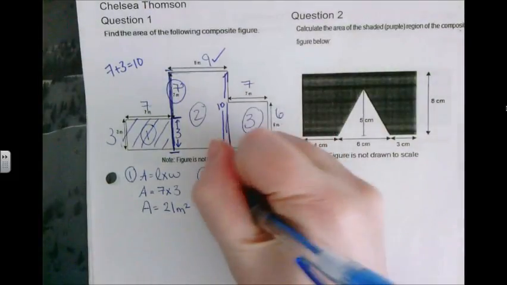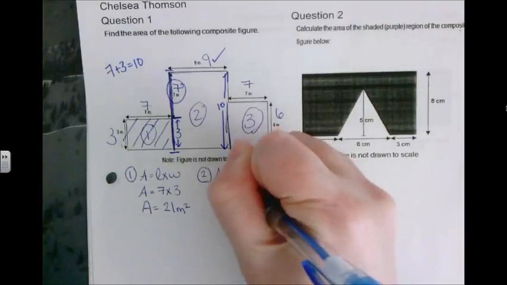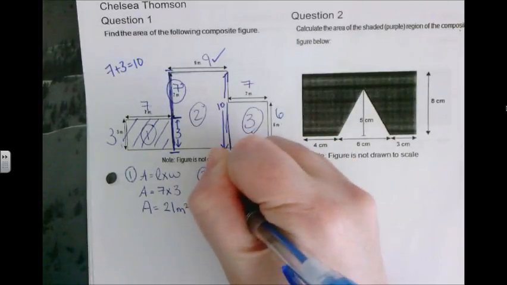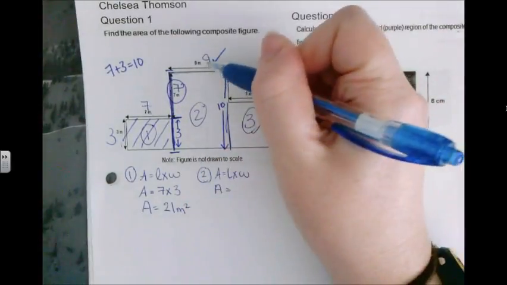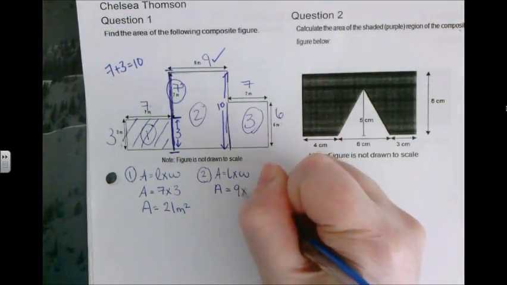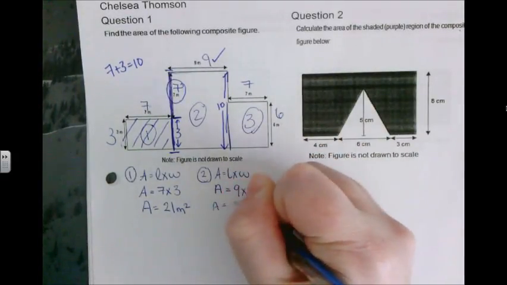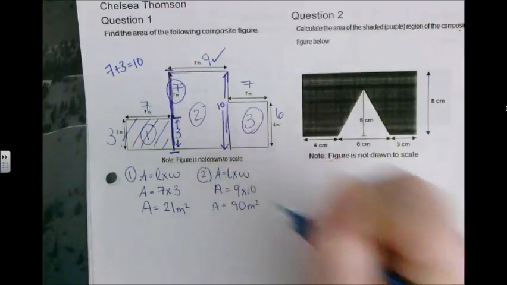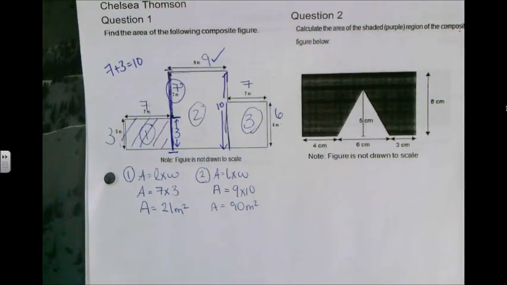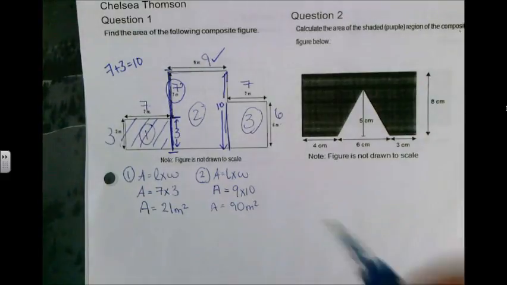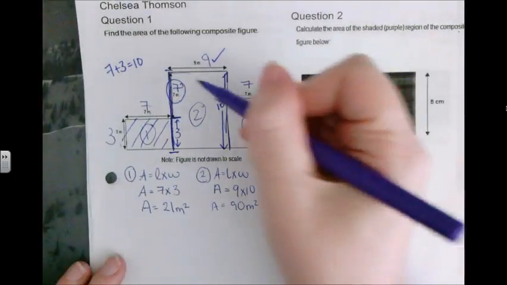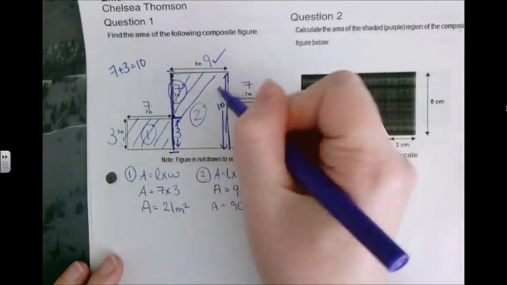Okay, so my second area is again a rectangle, so I do area equals length times width. Again, base times height is fine too. But now if I'm using 9 by 10, that will give me 90 meters squared. You're allowed to use a calculator for this, so by all means, go ahead and use your calculator. It's better, if you're going to make a mistake, to use your calculator. Okay, so that 90, since I did 9 by 10, took up this entire rectangle.